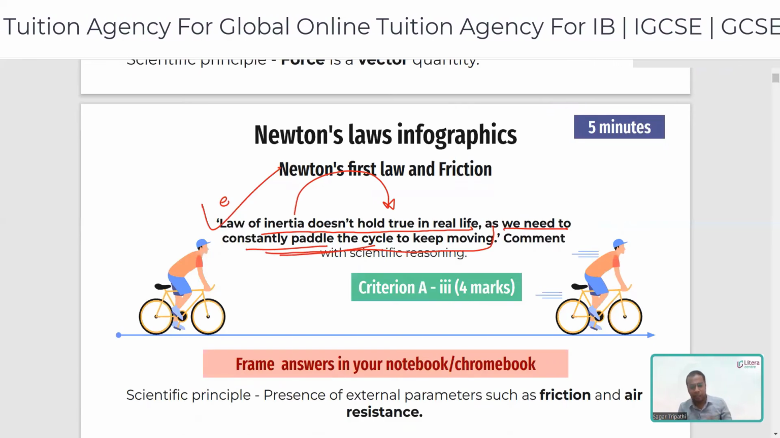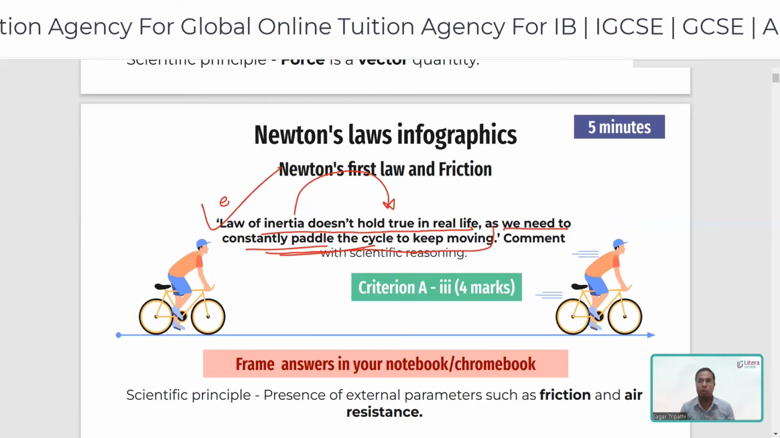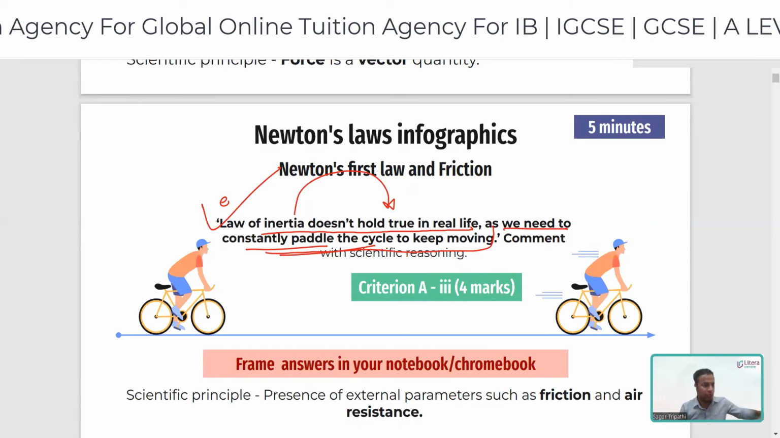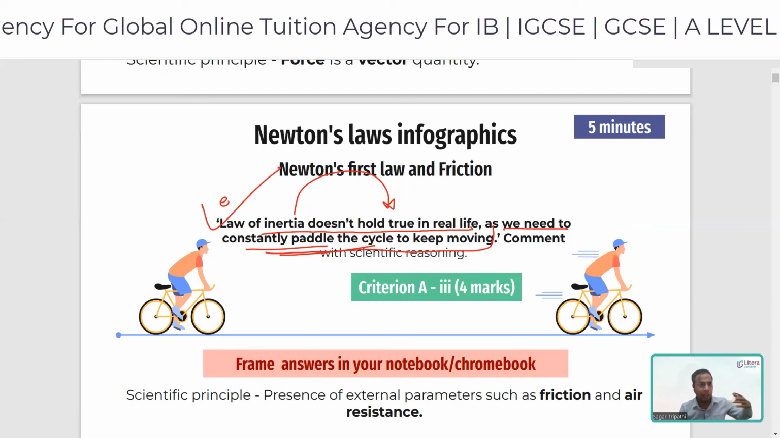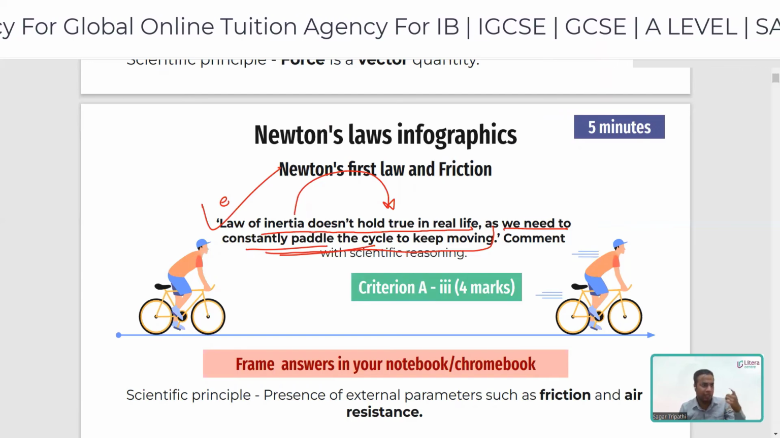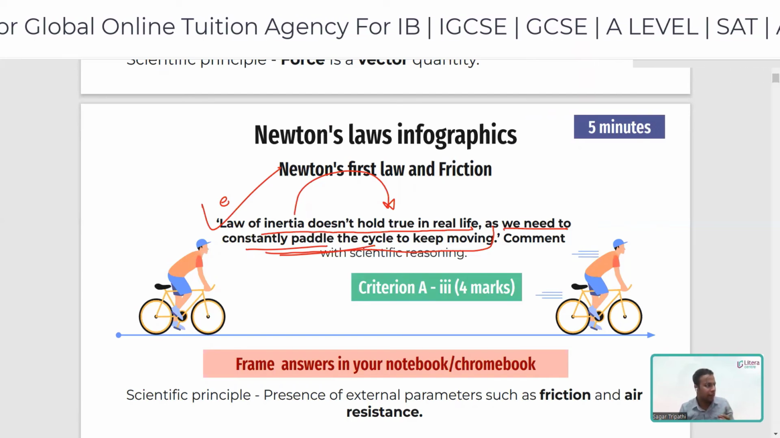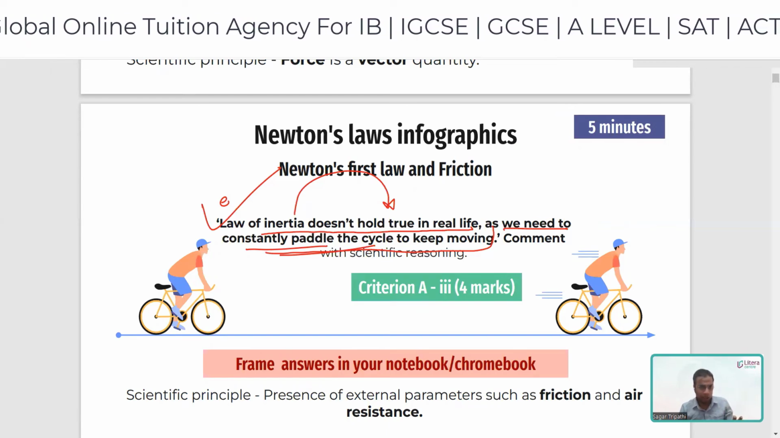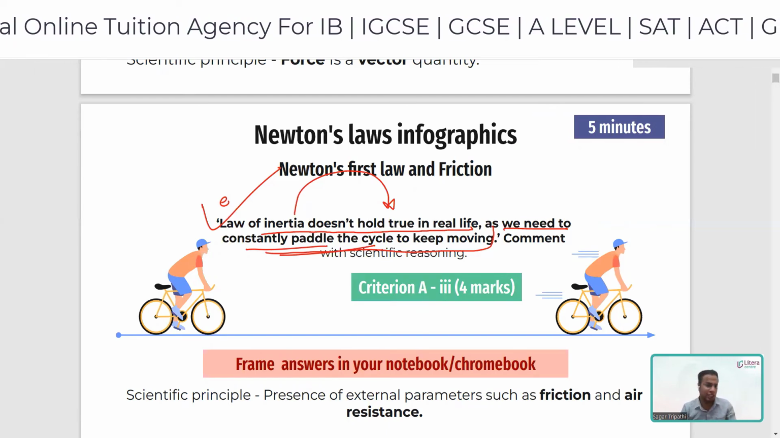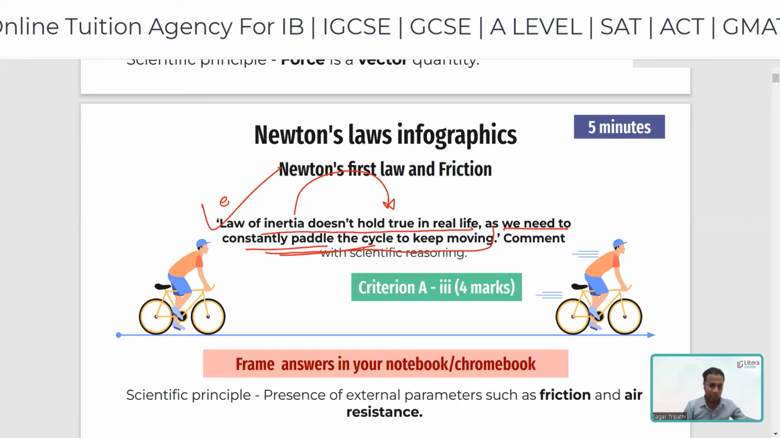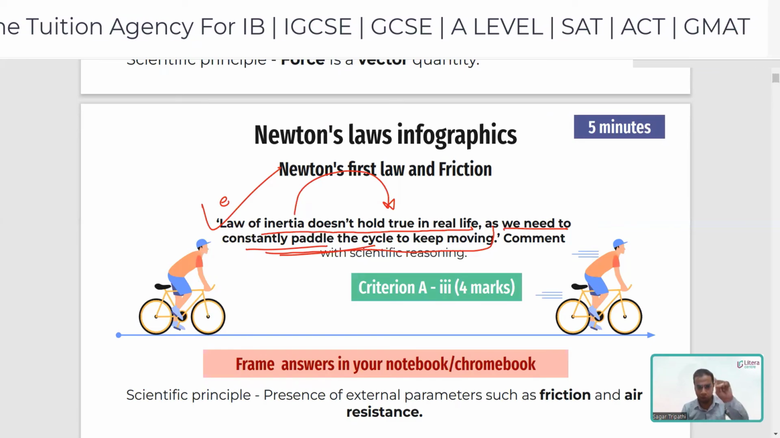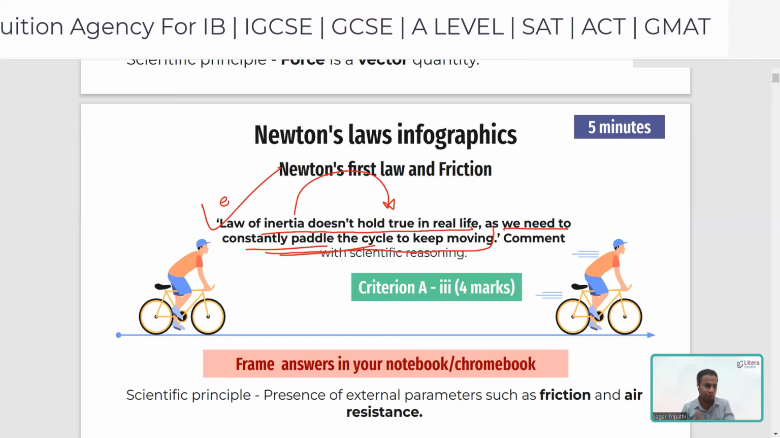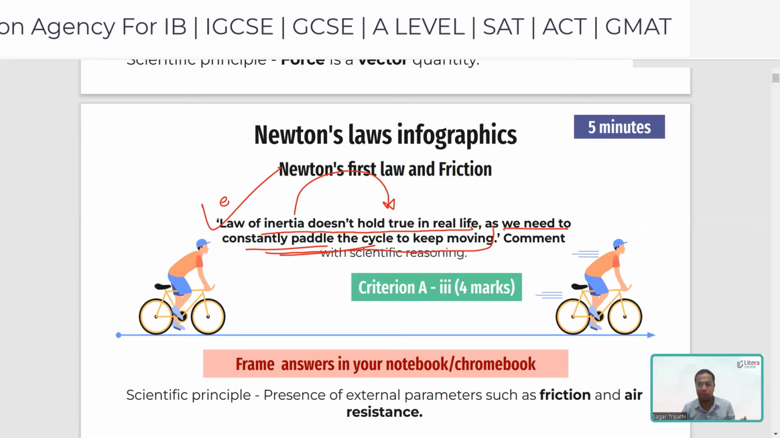Here there is a catch. If Newton's law of inertia holds true, then once the cycle is moving, it should keep moving. Then why do we need to pedal? We can easily understand this. Earlier the cycle was stationary. We applied some force and changed the state of motion from rest to moving. So in the first situation you need to apply force. It's pretty much in alignment with Newton's first law.